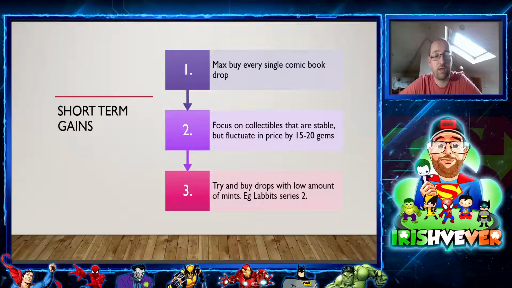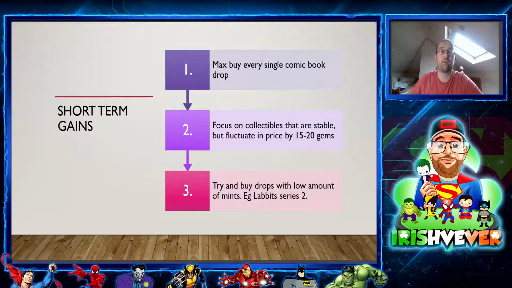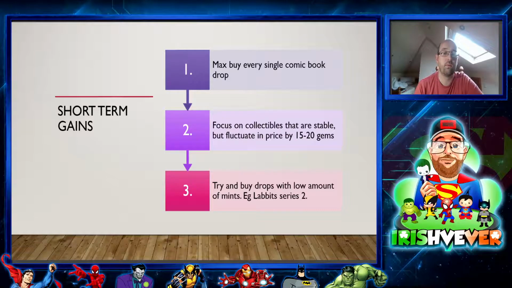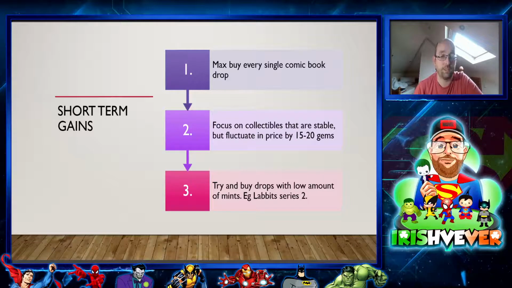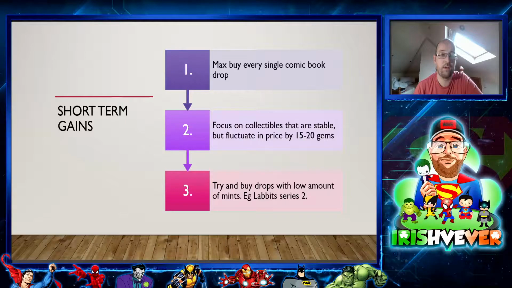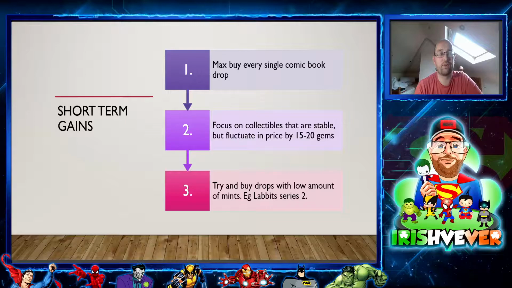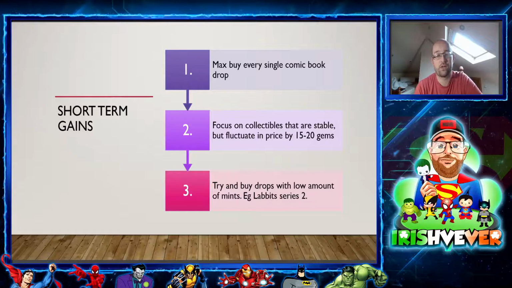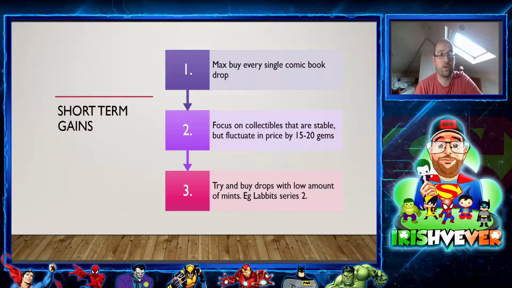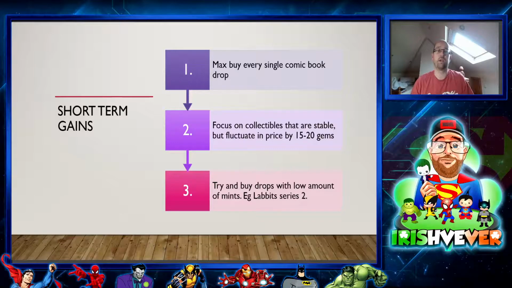Okay, and then number three is look out for the drops that are low amount of minted items. So we have just come out of Marvel month where all the drops were very high mints. We had a Star Trek drop where the mint numbers were quite high, but we do know in September we're going to get Labbit Series 2.